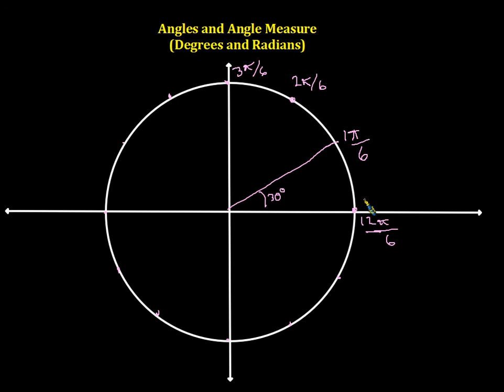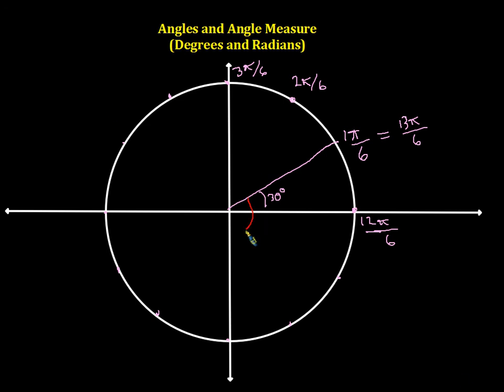Now, this is where things get kind of interesting. If I keep going, I get to 13 pi over 6. So it turns out that 13 pi over 6 is coterminal with pi over 6. If I know the cosine of pi over 6, then I know the cosine of 13 pi over 6. And just like with degrees, this works backwards as well. So I just went forward around the circle. Let's go the other direction and see what happens.